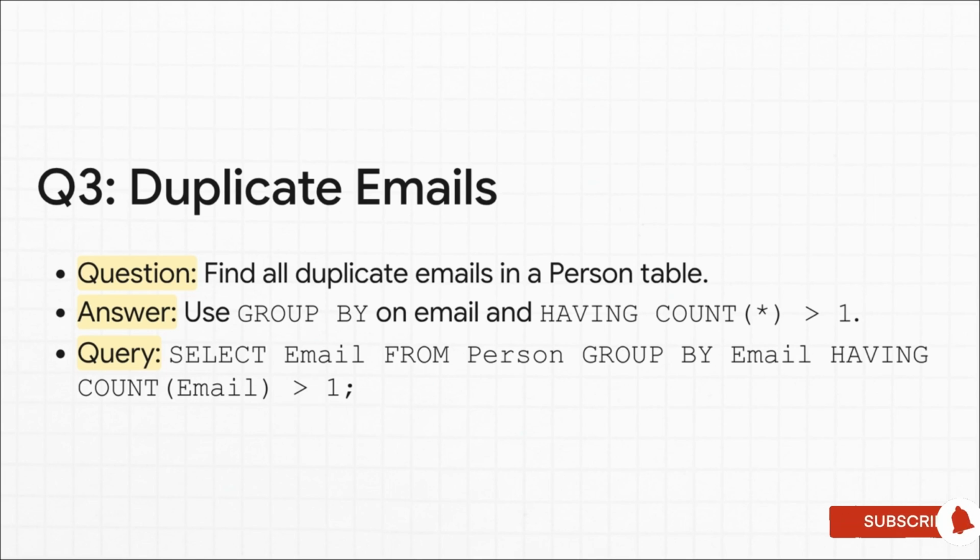Then you use having, which is kind of like a where clause but for groups, to check the size of those buckets. By saying having count star greater than 1, you're just telling SQL, hey, only show me the buckets that have more than one email in them. And just like that, you've got your duplicates.